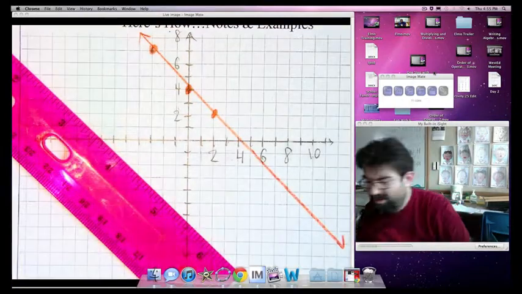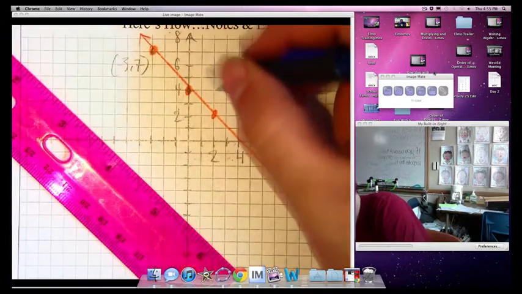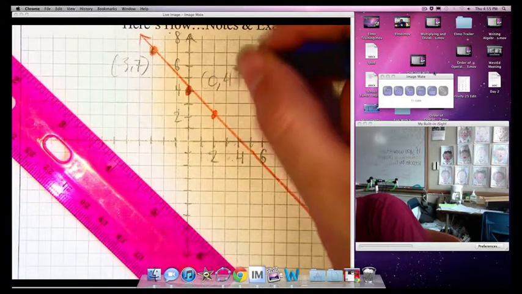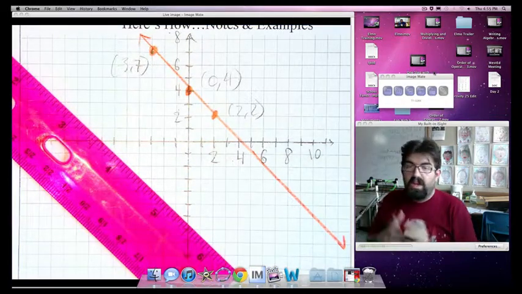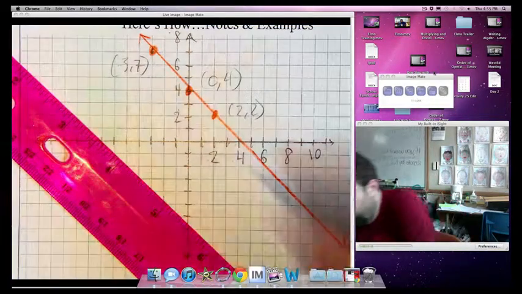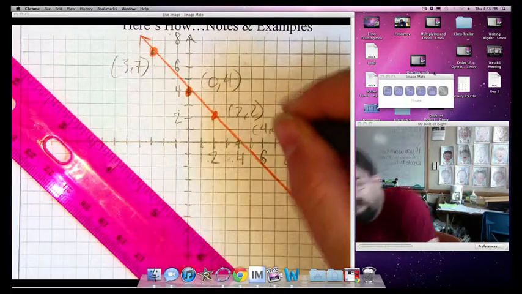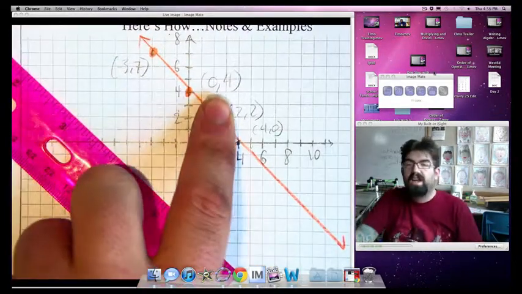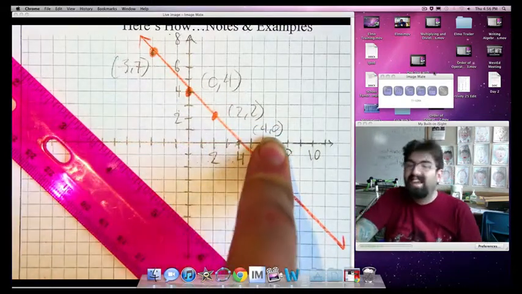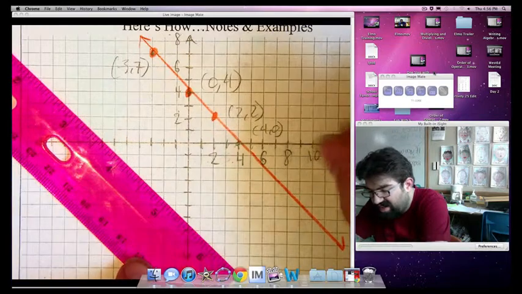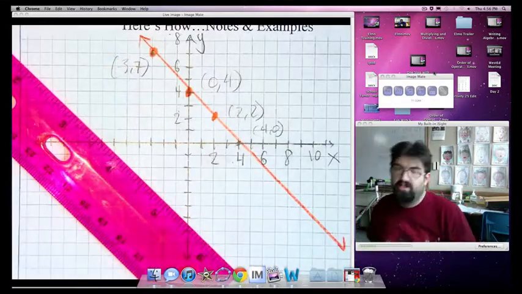I did not label it. I'm going to add a point. You can see, by the way, when you make your graph, you should be able to pick out other points. There's another point right here. That is 4, 0. If this is called the y-intercept because x is 0, this is called the x-intercept because it hits the x-axis. So that is called the x-intercept.